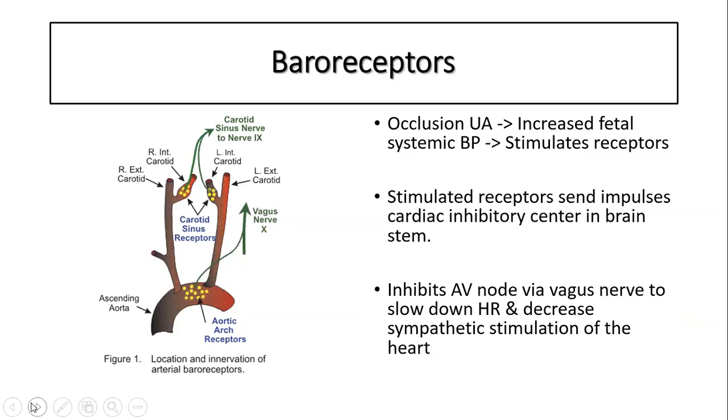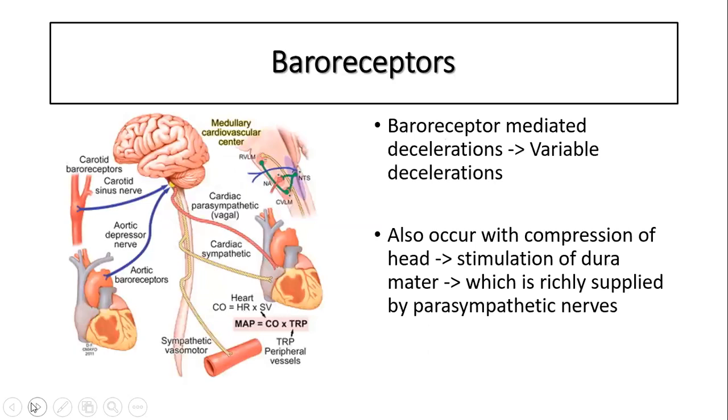Now, when there's cord occlusion, there's an occlusion in the umbilical arteries. There's increased systemic blood pressure in the baby, and this stimulates the baroreceptors. The baroreceptors send signals to the heart via the vagus, and so there's a decrease in heart rate. That's why cord compressions will cause a decrease in the heart rate, and we call these baroreceptor decelerations. There's a sharp drop and a sharp rise because as soon as the compression is gone, the heart rate rises. So baroreceptor decelerations normally are variable decelerations.